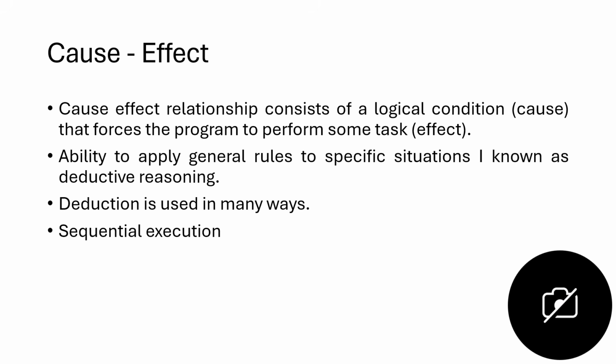So this may sometimes look like cause and effect. That is, the logical condition is the cause, and the program will perform some task among the different choices. That is the effect. If the cause is A, then the action will be action one. If the cause is B, the action will be some other action, two. So we are trying to establish a cause and effect, if and then. If something happened, then what? If it rains, the ground will become wet.